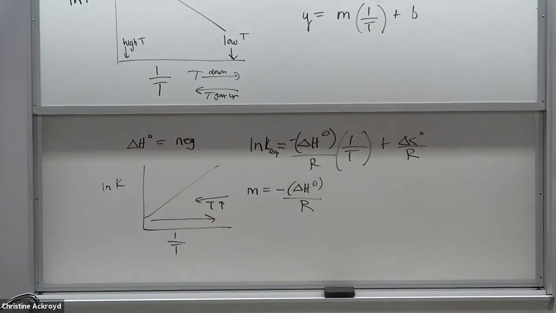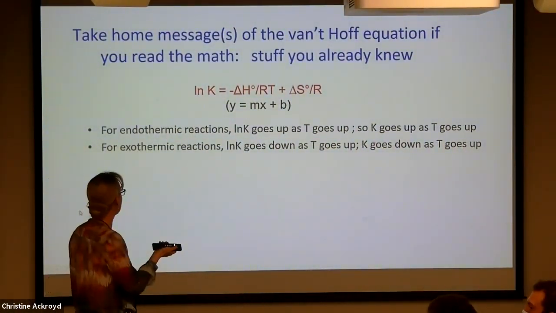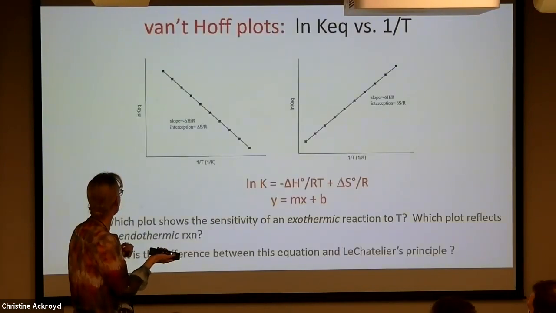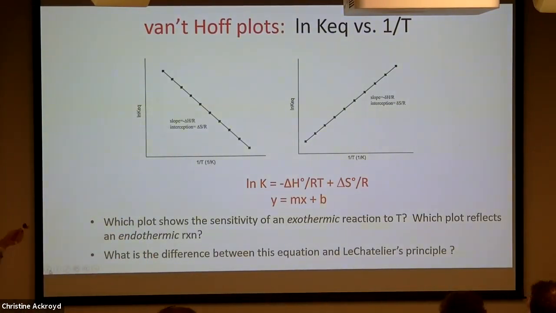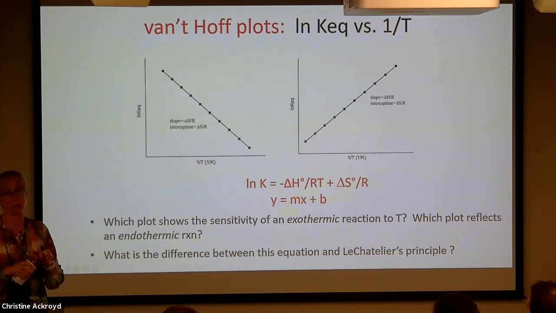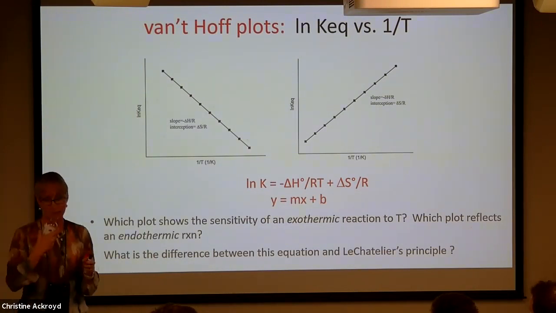Yeah. So your challenge is to go home and think about, what does the math say? Can I read the plot? Can I read the slope of the plot? Tell me whether the sign of delta H is positive. Okay, evaluate it for your neighbor. Which Van't Hoff plot reflects an exothermic process, and which one reflects an endothermic process? And how can you tell from the equation? If you're really on a roll, connect it to Le Chatelier's principle.